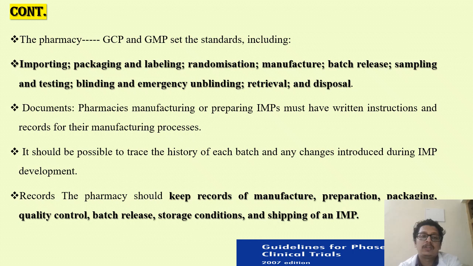So documents to be kept: pharmacies manufacturing or preparing IMP must have written instructions and records for their manufacturing process. It should be possible to trace the history of each batch and any changes introduced during IMP development. And the pharmacy should keep records of manufacture, preparation, packaging, quality control, batch release, storage conditions and shipping of the IMPs.